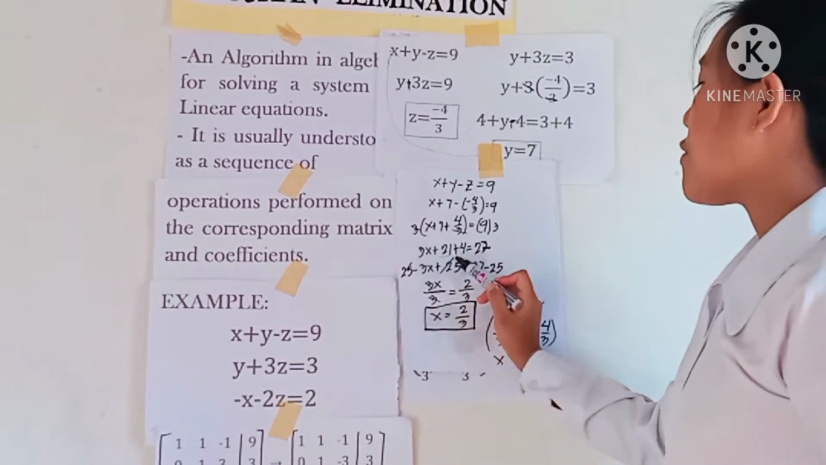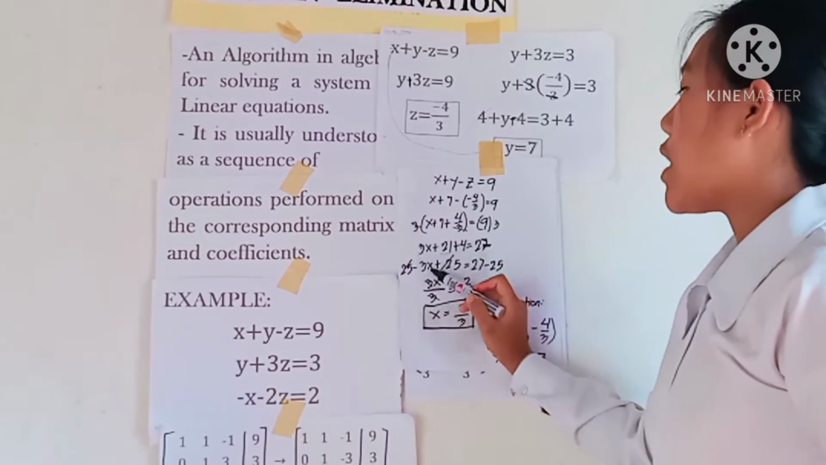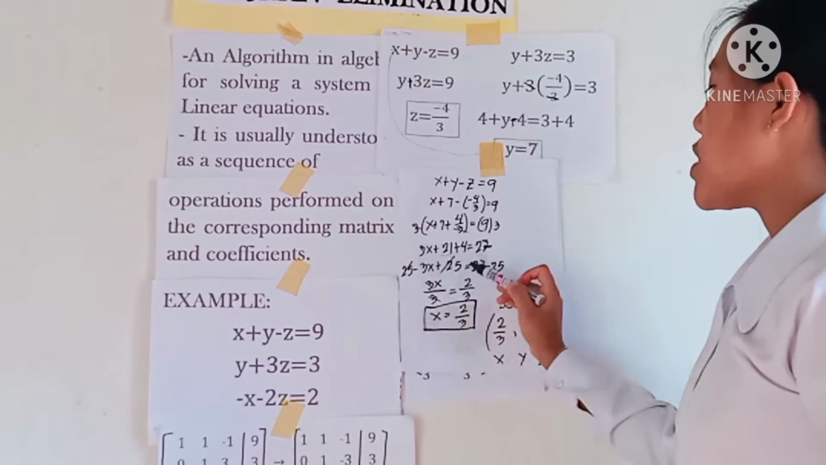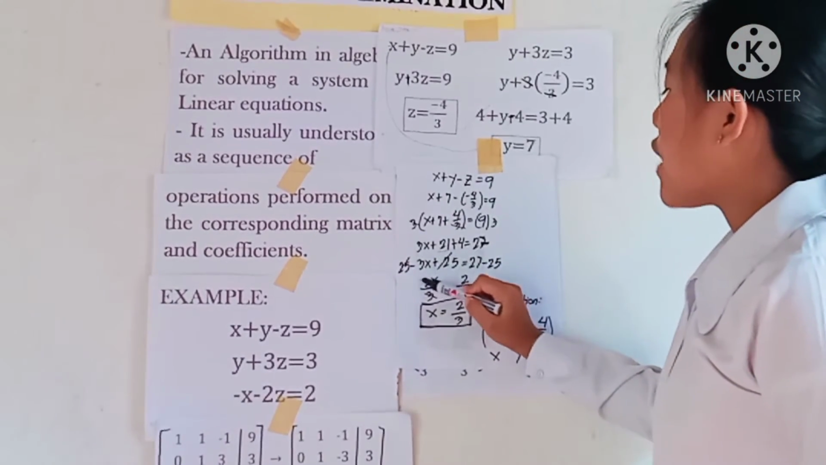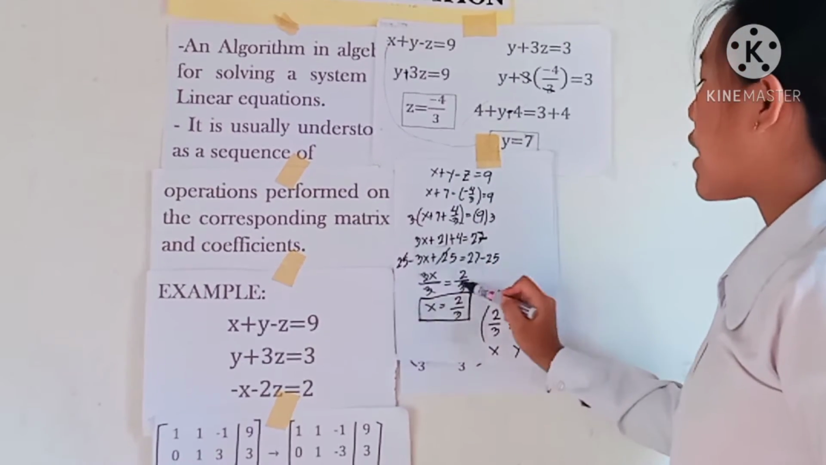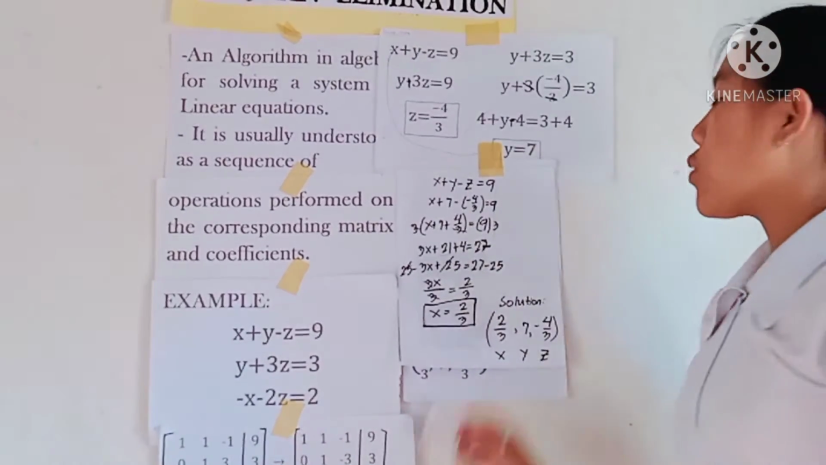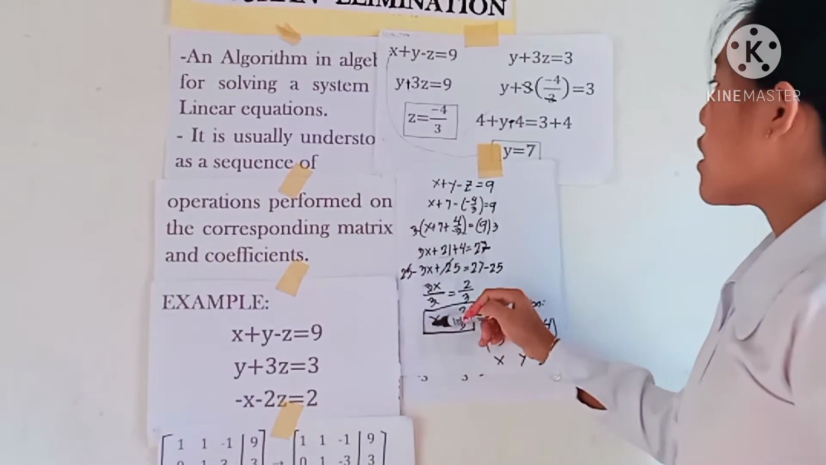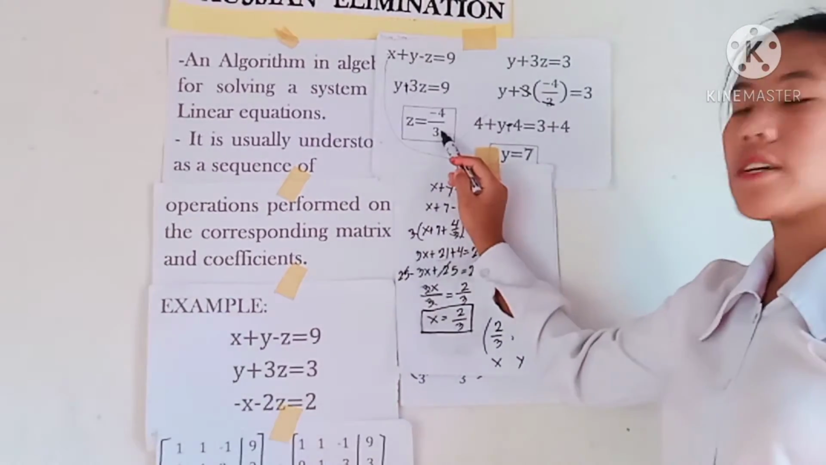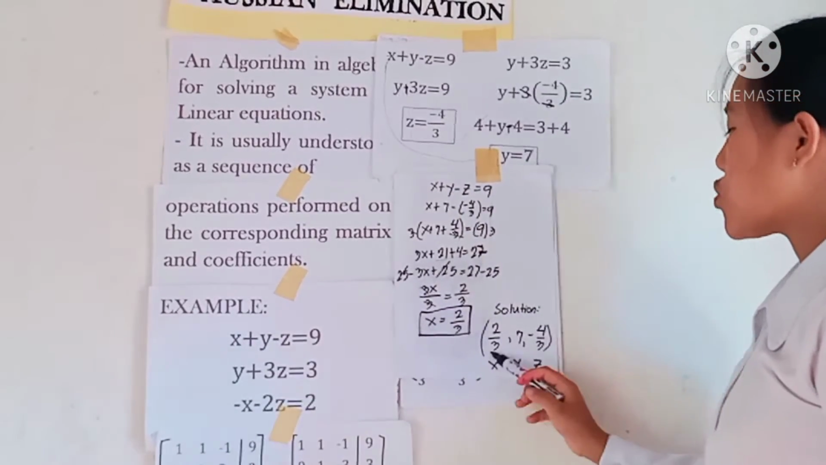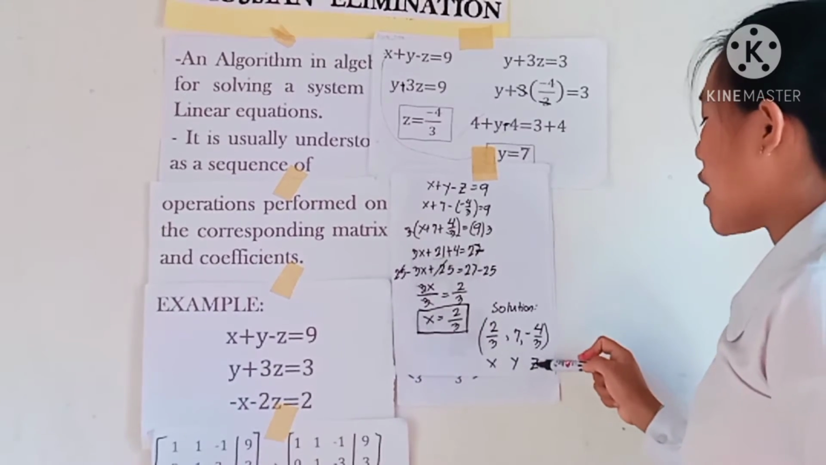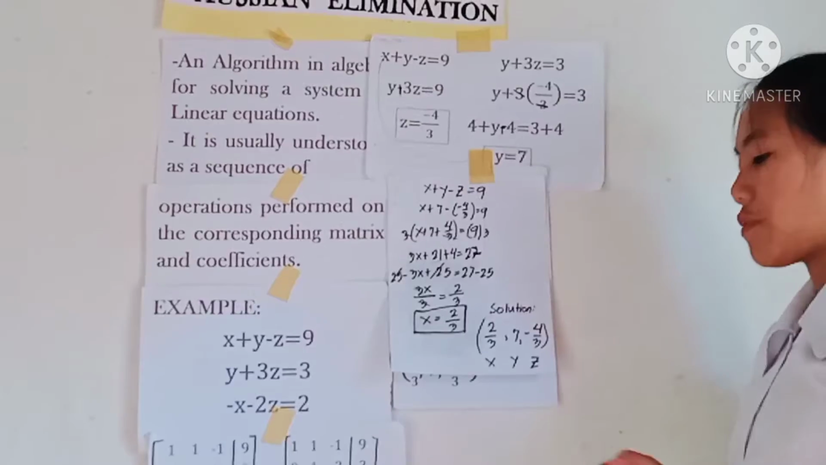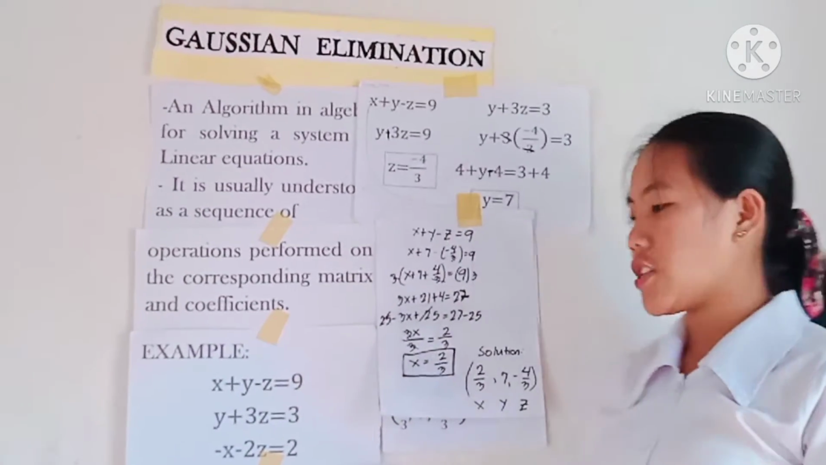3 negative 25 will be cancelled, so that we will be left with 3x equals 27 minus 25, which is positive 2. We will divide both sides by 3, cancel this one. X equals 2 over 3. We already have the value of x, the value of y, and the value of z. This is the final solution: 2/3 is x, y is 7, and z is negative 4 over 3. So that is Gaussian elimination.